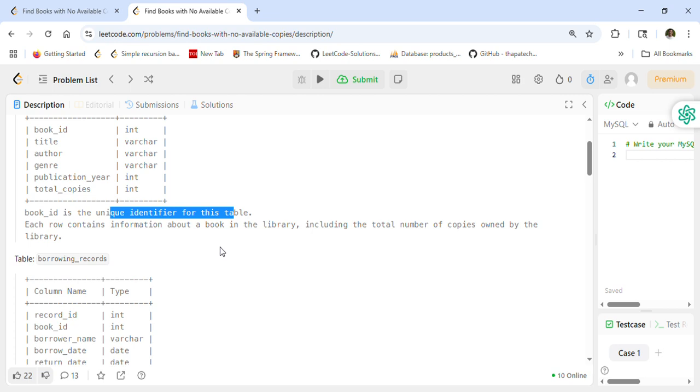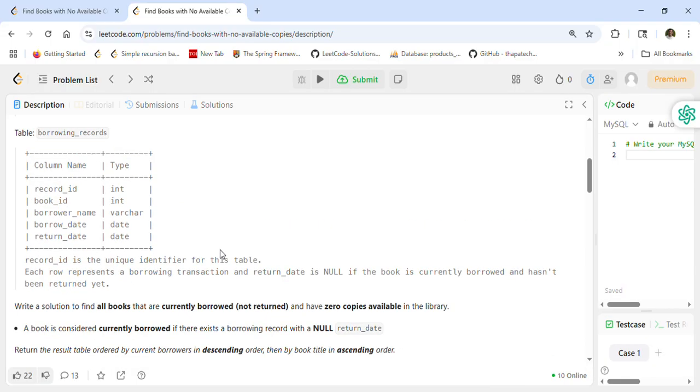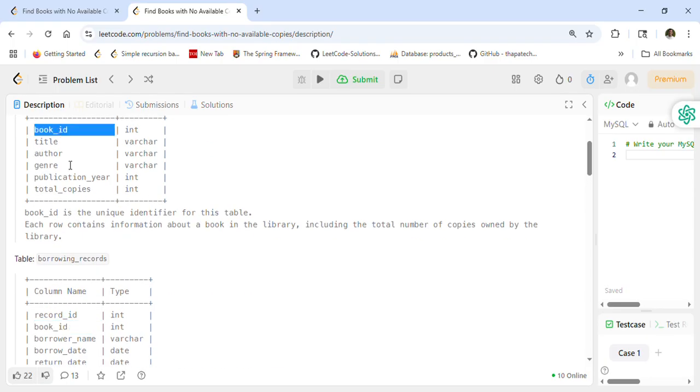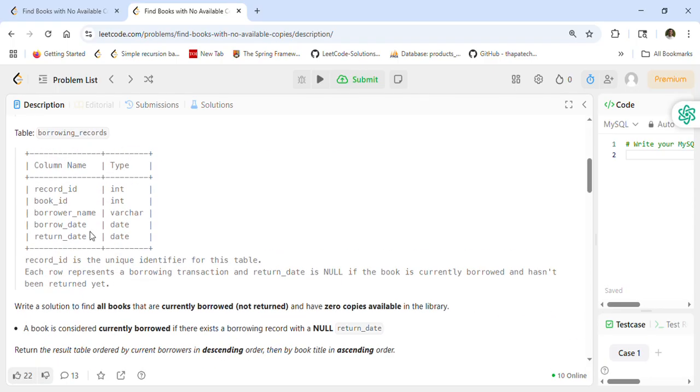The second table they gave us is borrowing records, because people will borrow books from the library, and that information is captured in this table. Record ID is an integer, the unique identifier of the table. Book ID is again an integer, referring to the book ID of the library books table. Then borrower name, borrow date, which is a date, and return date, which is again a date. So these are the transaction records of people borrowing and returning books.